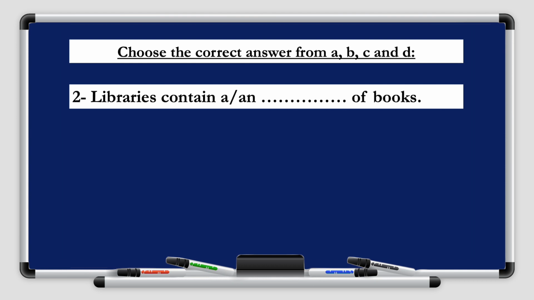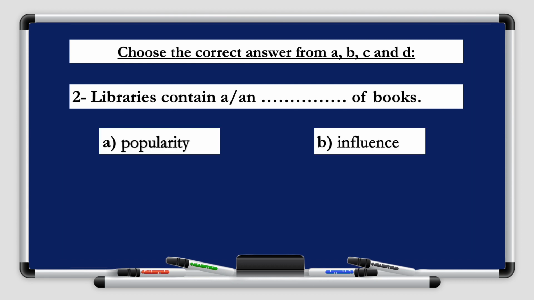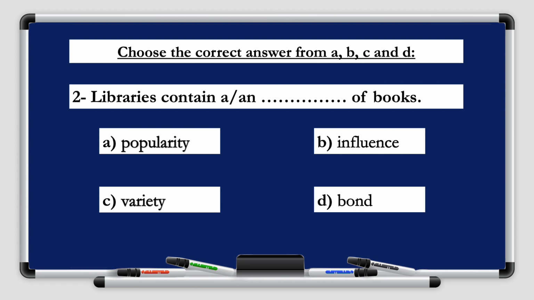Libraries contain what? Popularity, influence, variety, bond. Libraries contain one book, two books, three books, four books, a wide range. So they contain a variety.